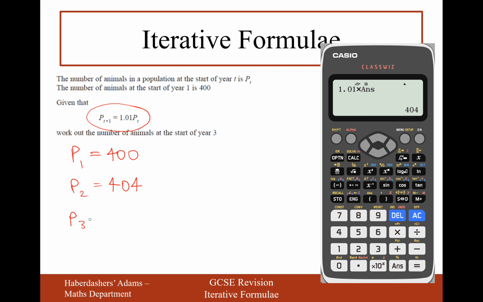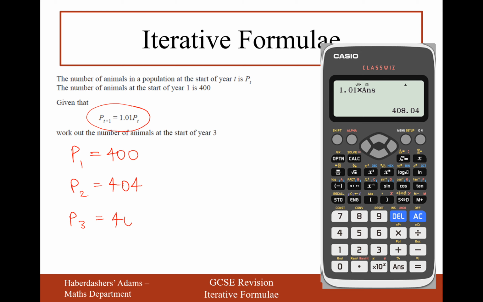And then for the next number in the sequence, the number of animals at the start of year 3, I just do exactly the same thing, press equals again, and I've got 408. So there's roughly 408 animals in the population at the start of year 3, if there were 400 at the start of year 1. What this is effectively representing here is a 1% growth rate, because we can see here that 1.01 is a decimal multiplier for increasing by 1%. The 1 will mean you increase from where you started, and the 0.01 is the decimal equivalent for 1%. So 1% growth is what's happening in this question.